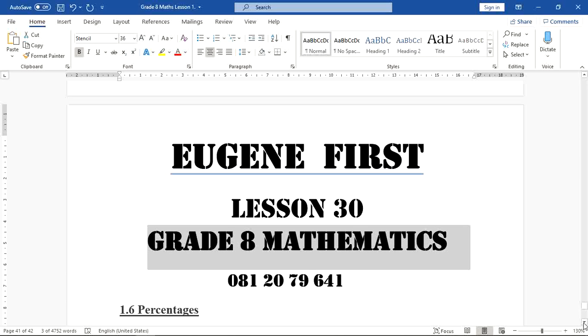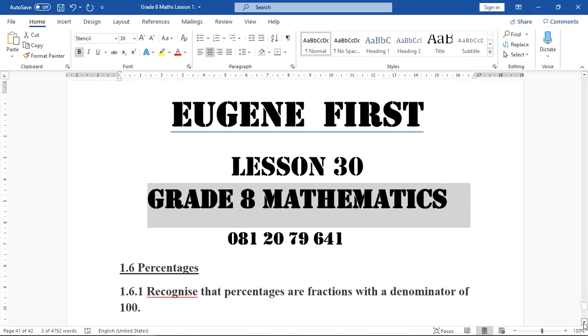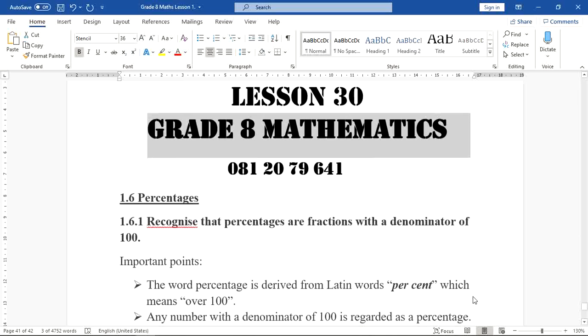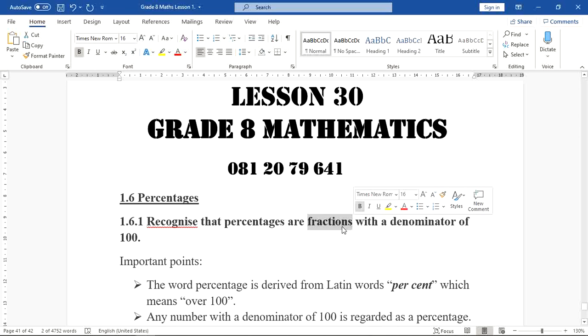In this lesson, I am going to show you how to convert percentages to fractions and also how to convert fractions to percentages. First things first, I think you should know what a percentage is.